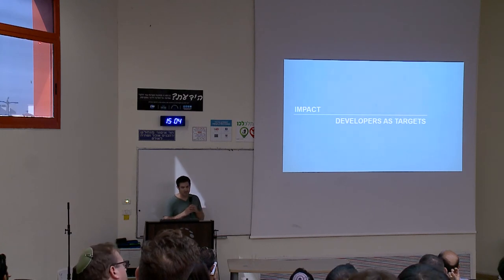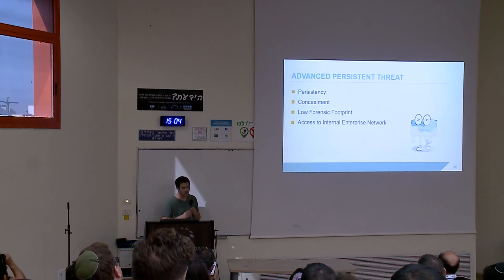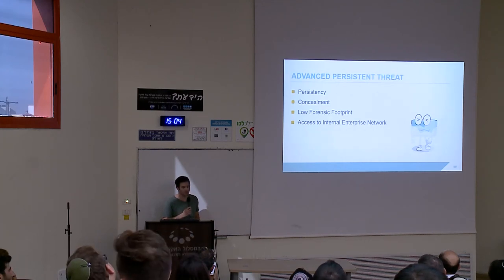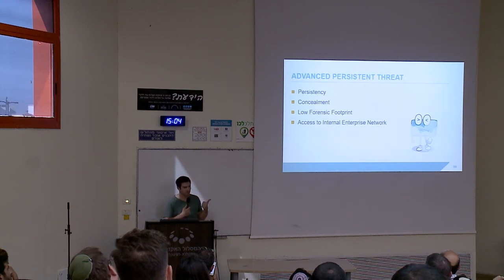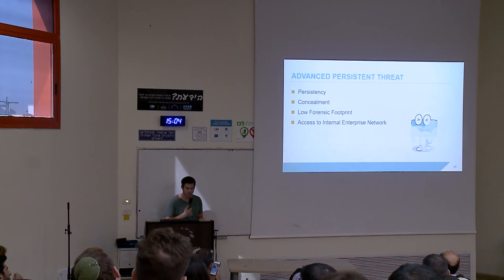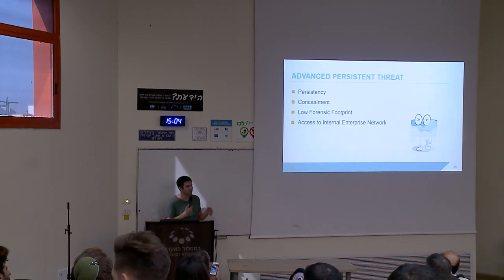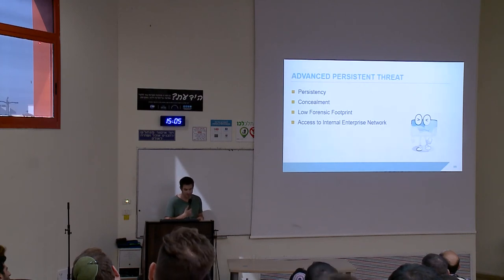So what's the impact? What did we see? So we actually see a form of an advanced persistent threat against developers. We use shadow containers for persistency. All of the bad stuff that we are doing is concealed inside a virtual machine.